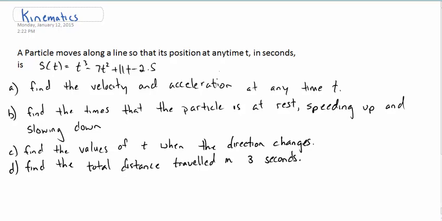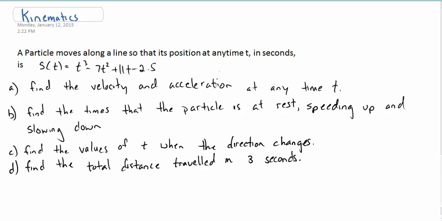So this particle has its position on a line modeled by the function t cubed minus 7t squared plus 11t minus 2.5. We want to do these four things that are listed on your screen. A, find the velocity and acceleration at any time t. That means find a function for velocity and acceleration. B, find the times the particle is at rest, speeding up and slowing down. C, find when the direction changes, and D, find the total distance traveled in 3 seconds.